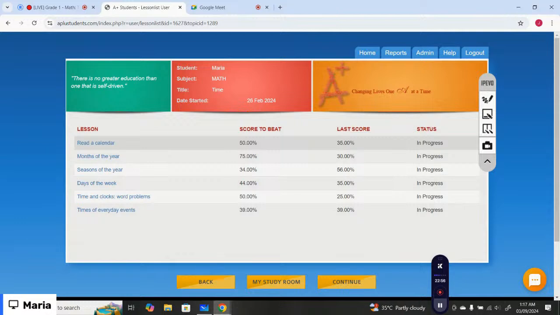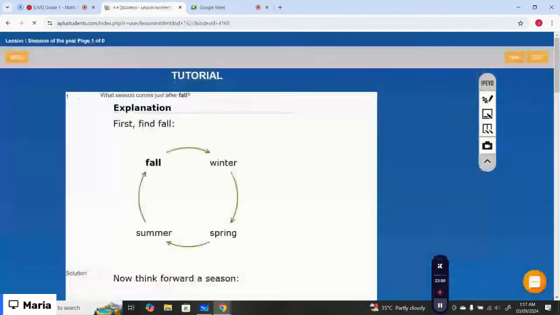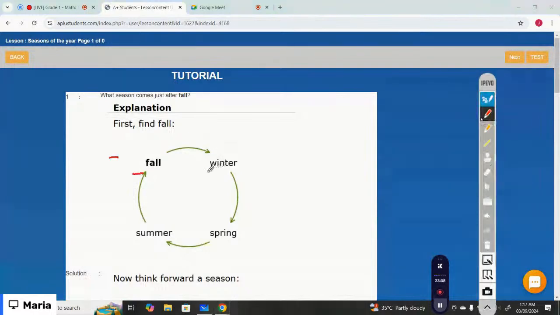Okay, the next lesson is seasons of the year. So usually we have four seasons in a year. They are winter, spring, summer, and fall. So they go like a cycle. If it starts with winter, then right next to winter it is spring, then after spring it is summer, then after summer it is fall, and then again after fall it is winter. That's a cycle that keeps going on, right?